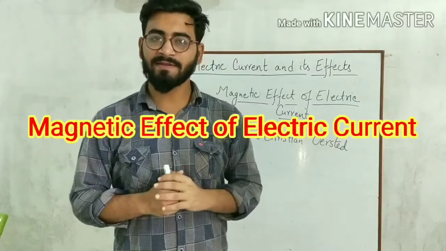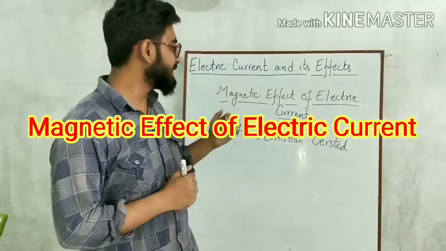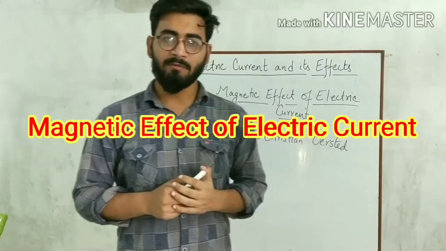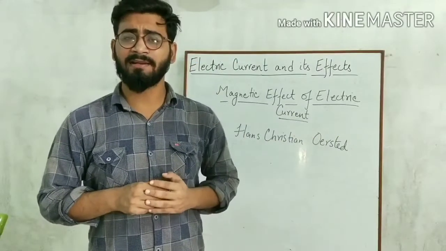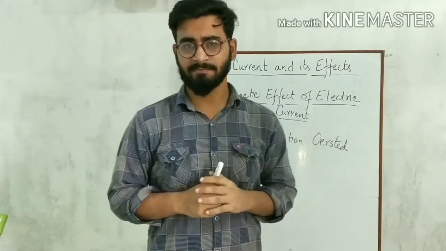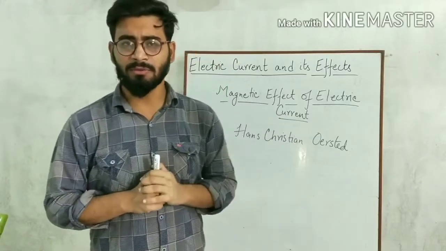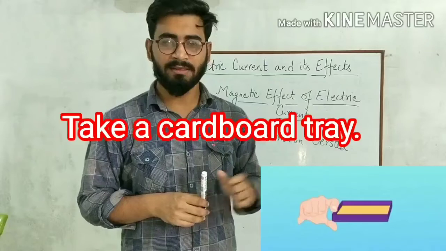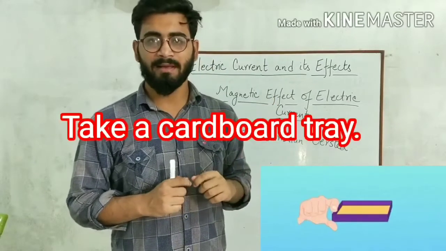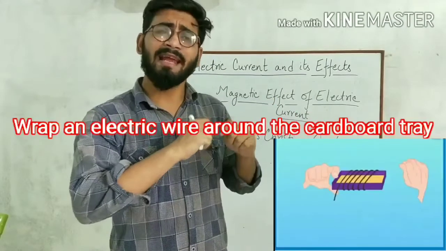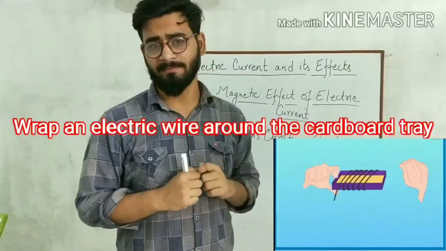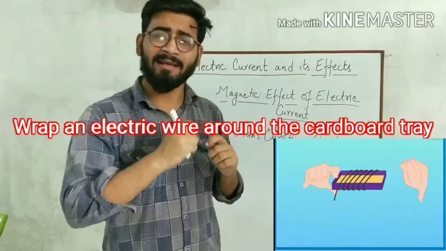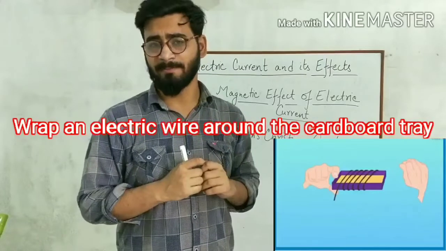So, what are we going to discuss today? We are going to discuss the magnetic effect of electric current. We will understand this with a simple activity. What you have to do? First of all, take a cardboard tray. And then wrap an electric wire around that cardboard tray.